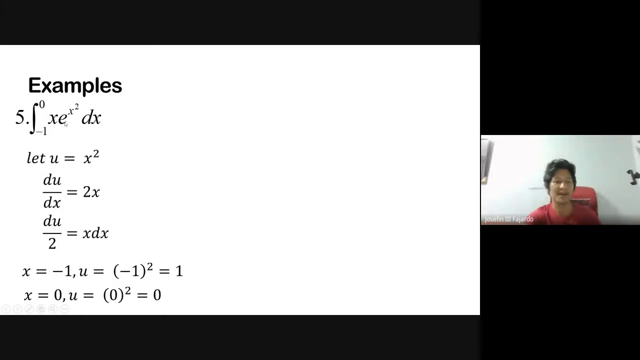And then ito ay e to the u, right? And then yung x dx, papalitan natin ng du over 2. Okay, so yung x dx naging du over 2, yung x squared naging u, and then yung 0, same thing, yung negative 1 naging positive. Okay?